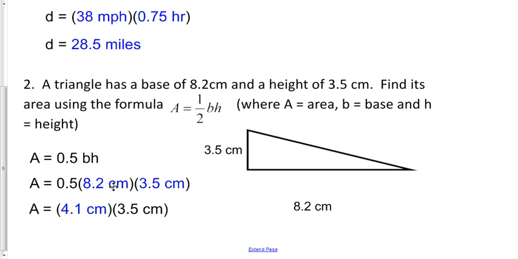0.5 times 8.2 centimeters times 3.5 centimeters. 0.5 times 8.2 is 4.1. Then I just need to multiply it by 3.5, and I get 14.35 centimeters squared. I'm squaring the centimeters because this is an area problem. And that's how we use formulas.